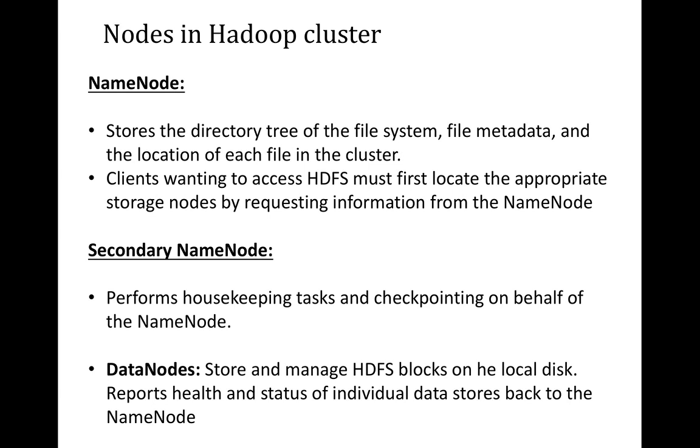After you find the location of the file, then you can go to the specific data nodes to get the data. The name node is similar to the table of contents in your book, and the data nodes are just the chapters. So first, to find a chapter, you go to the table of contents to see where this chapter is, where the other chapter is. That's the name node. But we have another concept called the secondary name node. What does the secondary name node do? We will talk about it later.